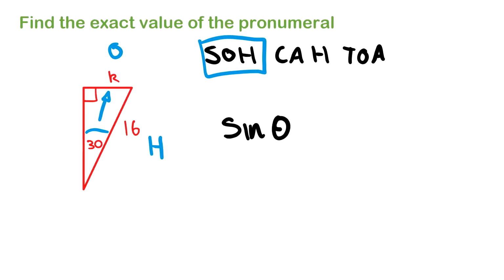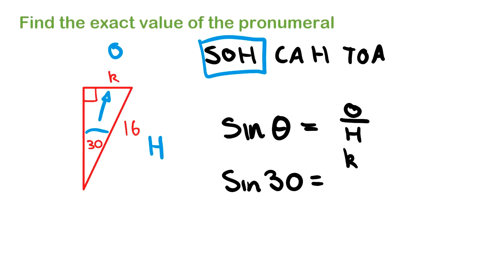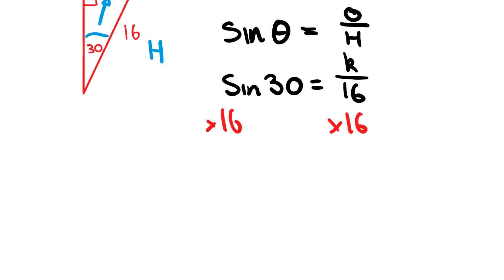Sine theta equals O over H. So sine 30 equals K over 16. And again, like always, we want the K to be our subject, so we need to get rid of this divided by 16. And we do that by multiplying everything by 16. So what we get down here is 16 sine 30 equals K.